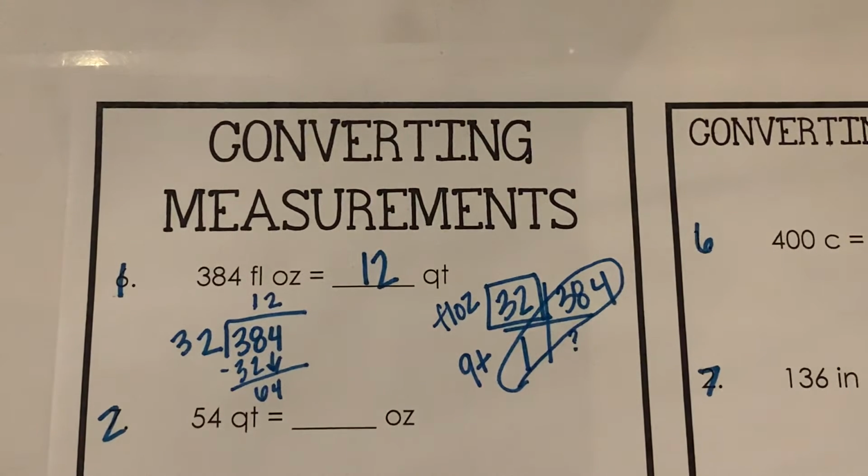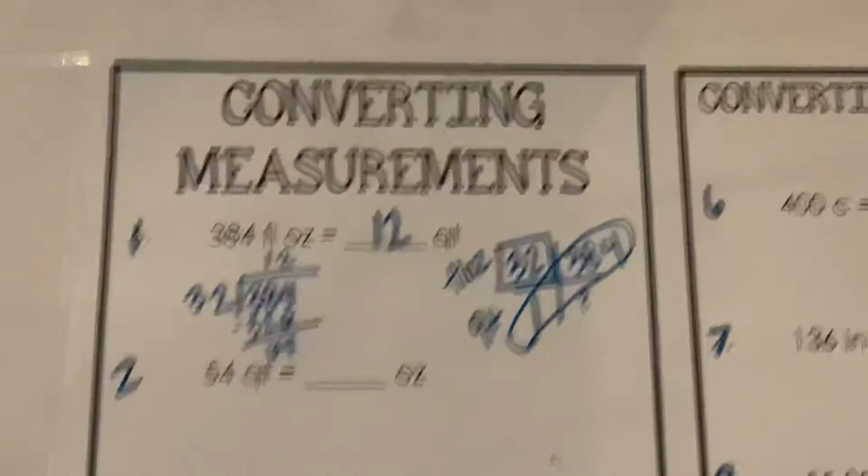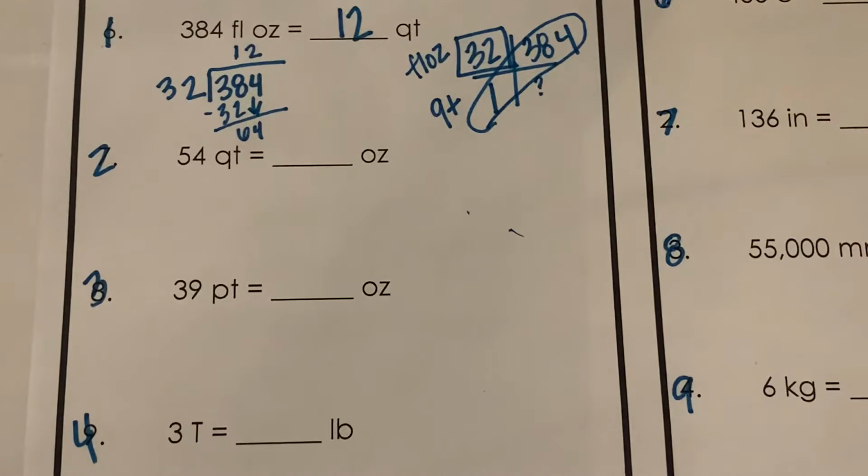The more you do it, the easier it'll get, okay? So the idea is that we use this window. Okay, I like to call it a window because it kind of looks like a window grid. We label it, and we get our conversion from our formula chart, and then we cross multiply and divide. Okay, and the more you do of these, the easier they'll get. So let's do the next one.